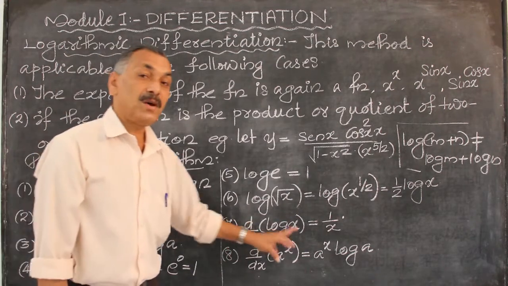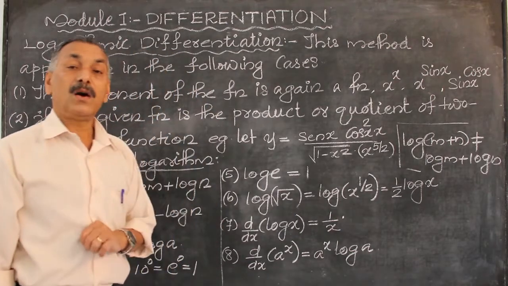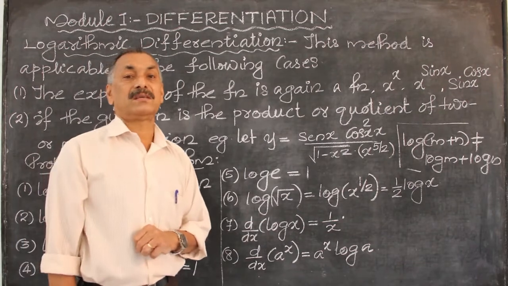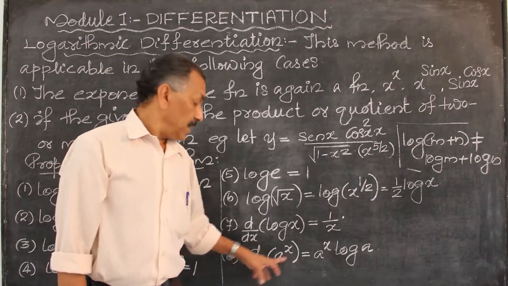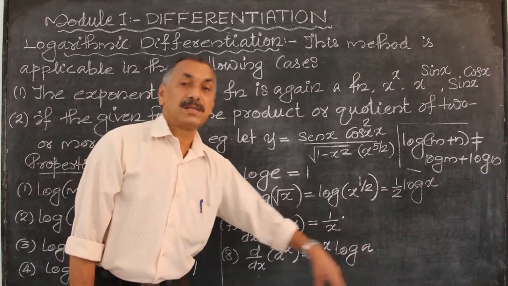Then what is the derivative of log x? We know the derivative of log x is equal to 1 by x. Log u gives 1 by u, log v gives 1 by v, log t gives 1 by t. Then the derivative of a raised to x: what is the derivative of a raised to x? It is a raised to x into log a.